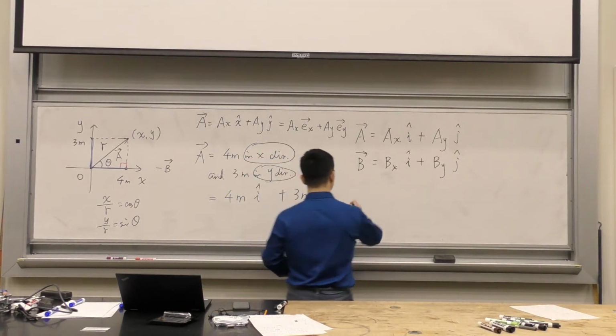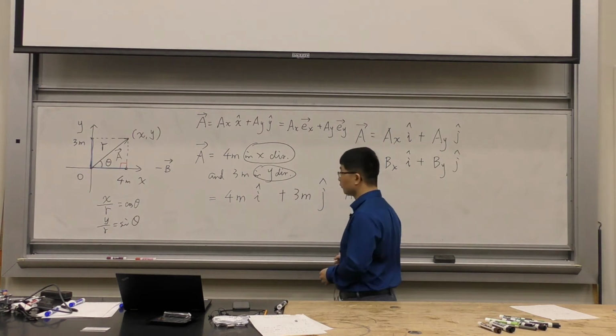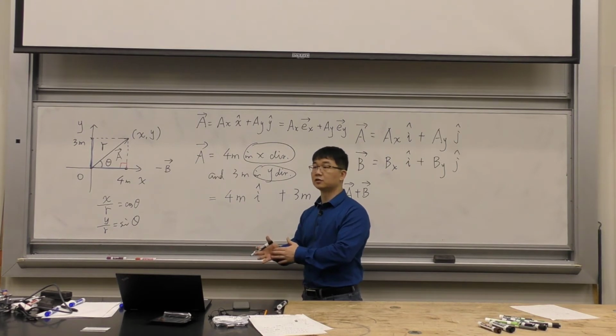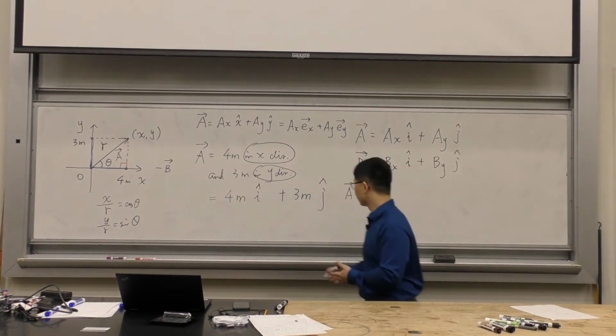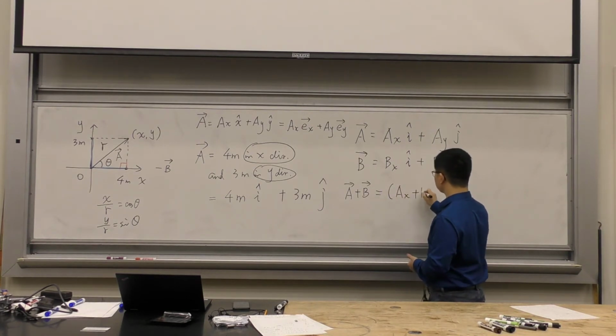So for example, if I want to add A plus B, I don't like drawing these vectors and using the head-to-tail method to draw the new vector. I just do this: add all these x components together.